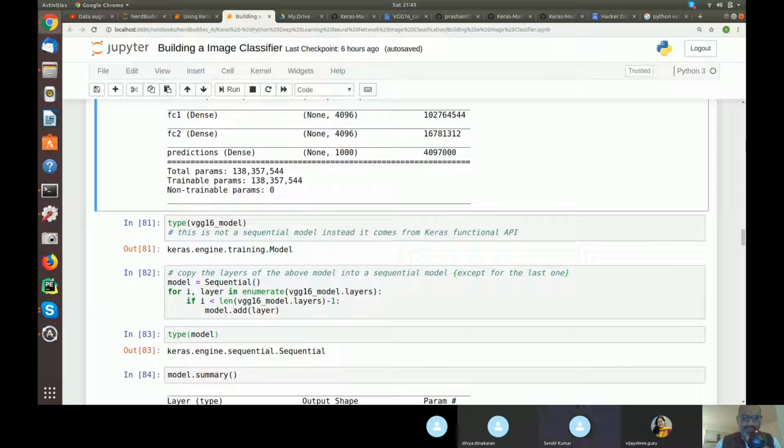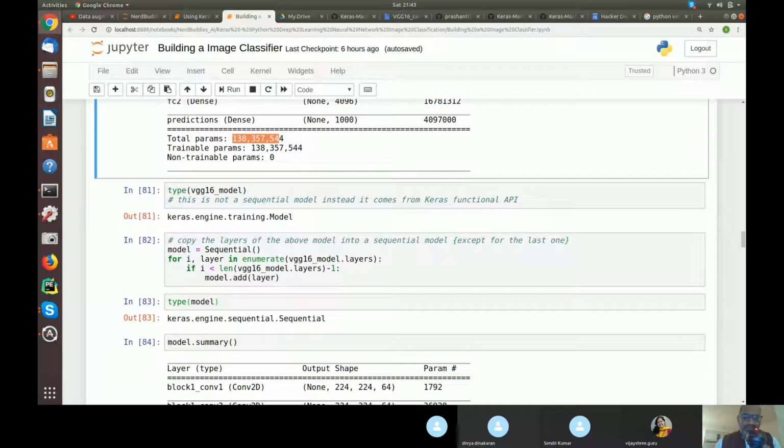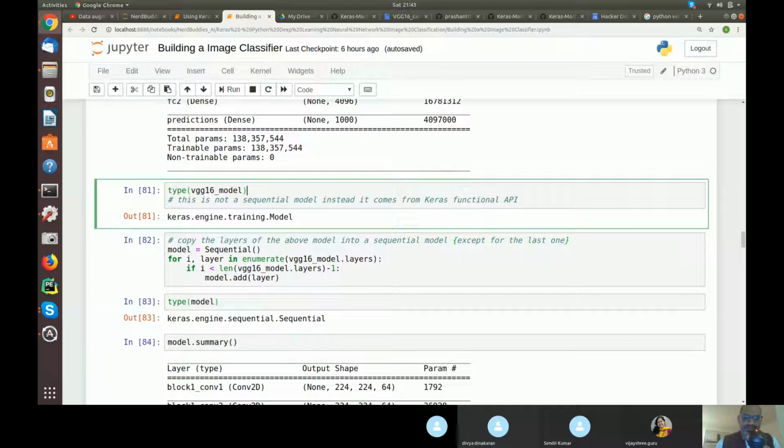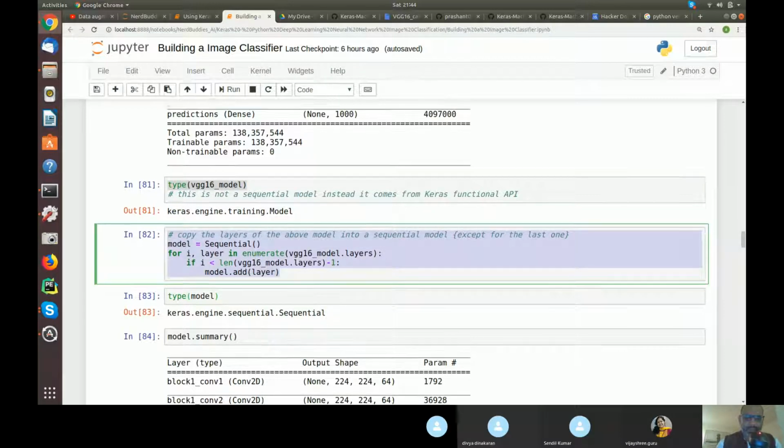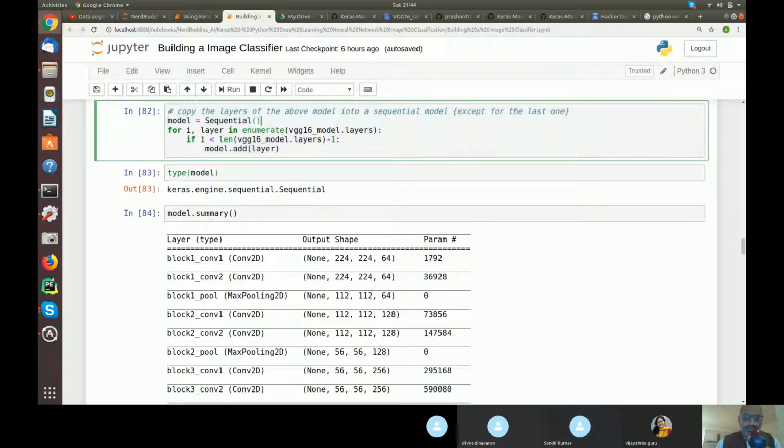So here everything is already trained, and total parameters are 138 million plus change. If you look at what kind of model it is, we notice that this is not a sequential model. Here they use the functional API for Keras to create this. So all we're going to do is convert this into a sequential model. All I'm doing is initializing a model which is of the type sequential.